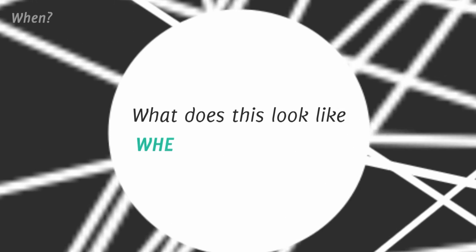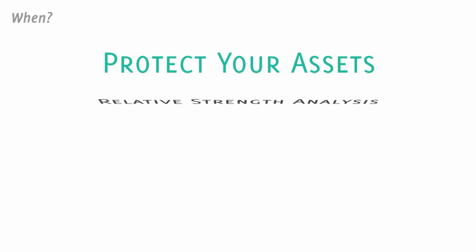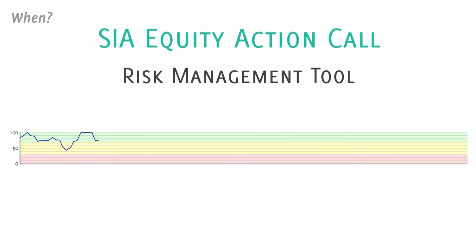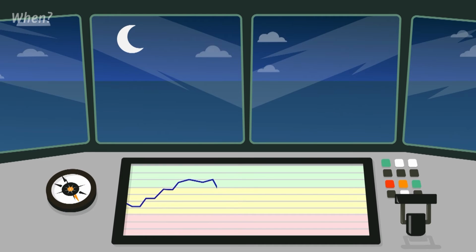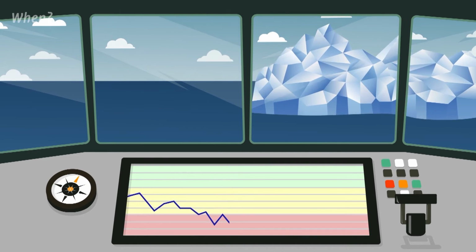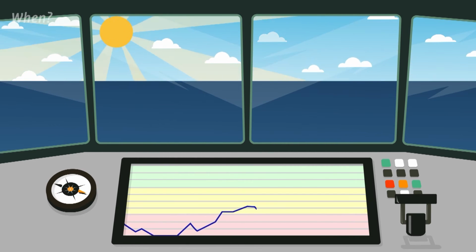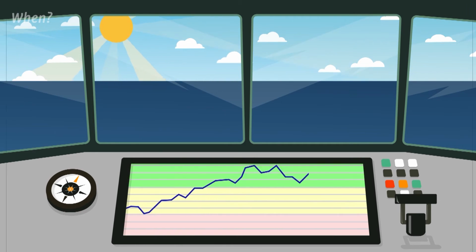So what does this look like when markets change? We first and foremost want to protect the assets you do have by turning this relative strength analysis into a vital risk management tool called the SAA Equity Action Call to help us navigate through different market cycles. It measures the relative strength of the equity markets versus other asset classes to help warn when there may be an iceberg dead ahead, so we can reduce our speed or stop our exposure to equities altogether, or when it is clear sailing in the equity markets to participate in the upside potential as well.